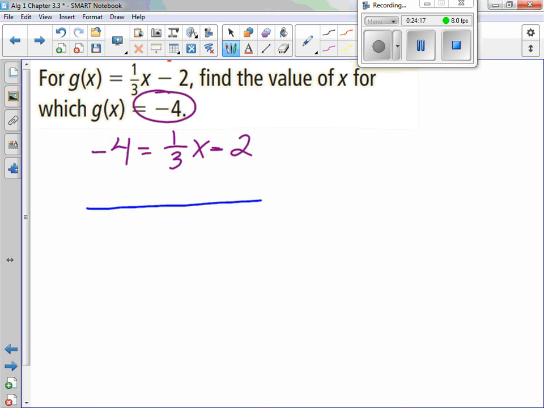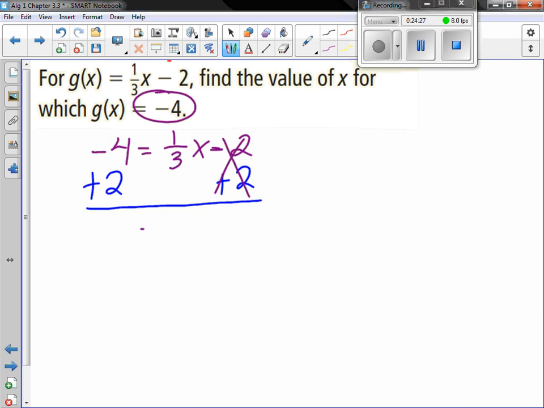We need to add 2 to both sides, because that's going to be the easiest way to get x by itself. Well, negative 4 plus 2 is negative 2. Because the negative 4 is bigger, so negative 4 plus 2 will give us negative 2.